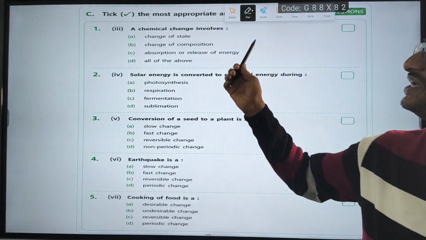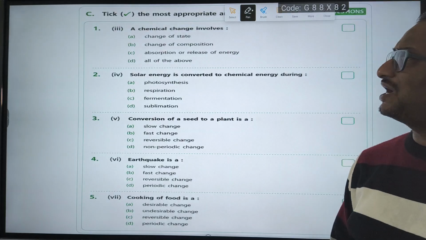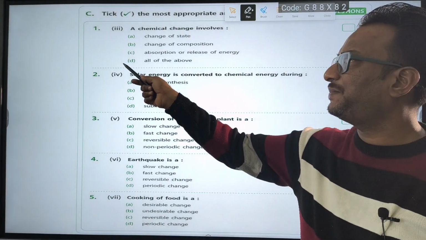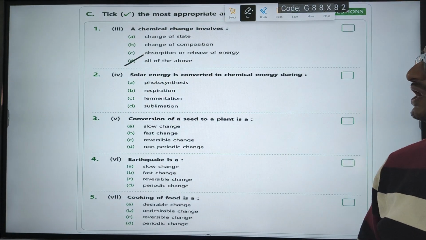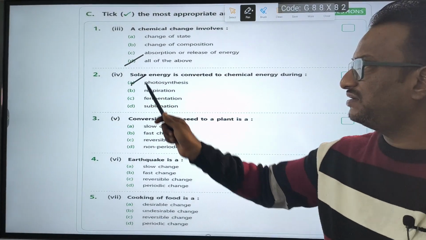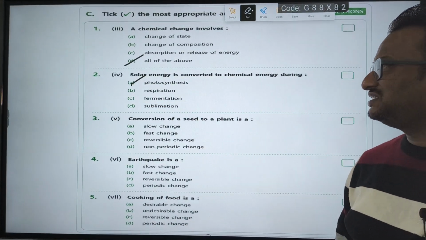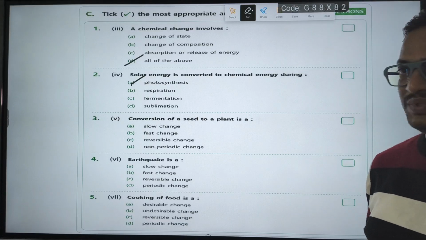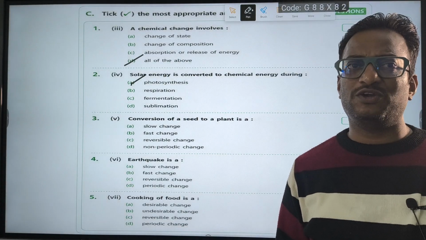Next one, a chemical change involves change of state, composition, absorption of cells, it is repeated. This is all the above. Solar energy is converted to, okay, it is also repeated, photosynthesis. Conversion of seeds to plant: a seed should convert into a plant.